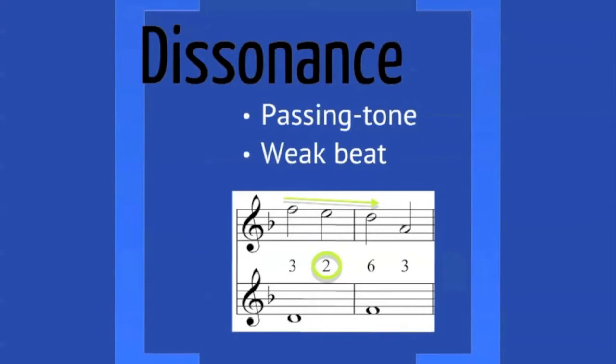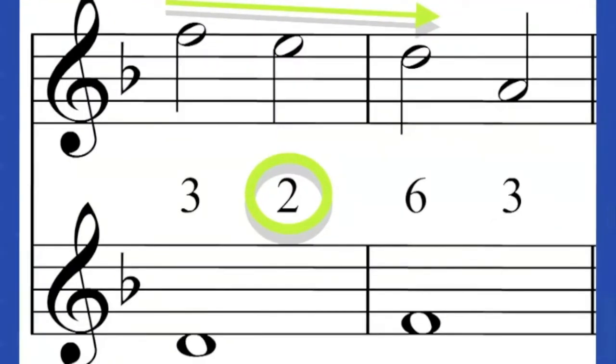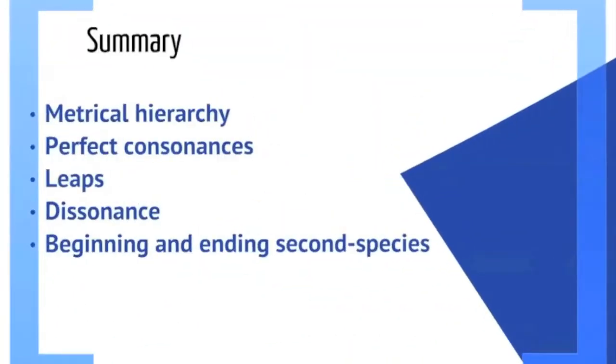The other point that's very important to note is that you can only use a dissonance on the weak portion of the bar. So it can only be in the second half of the bar. Strong beats must be consonant.